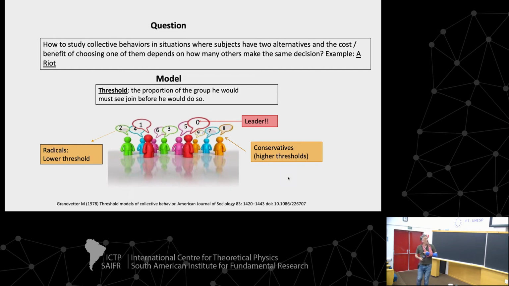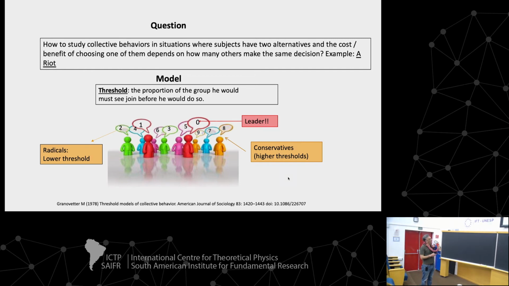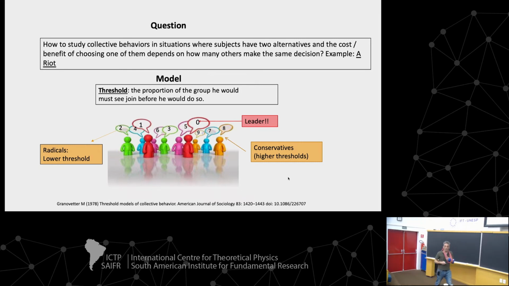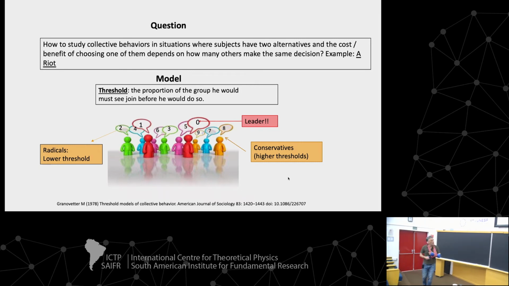So the question Granovetter asked is how to study collective behavior in situations where a subject has two alternatives. I have to do something or not do it. I have to choose between two options, but my choice depends on how many people make these choices. For instance, in a riot: do I join a riot or not? This is the framework where Granovetter worked.